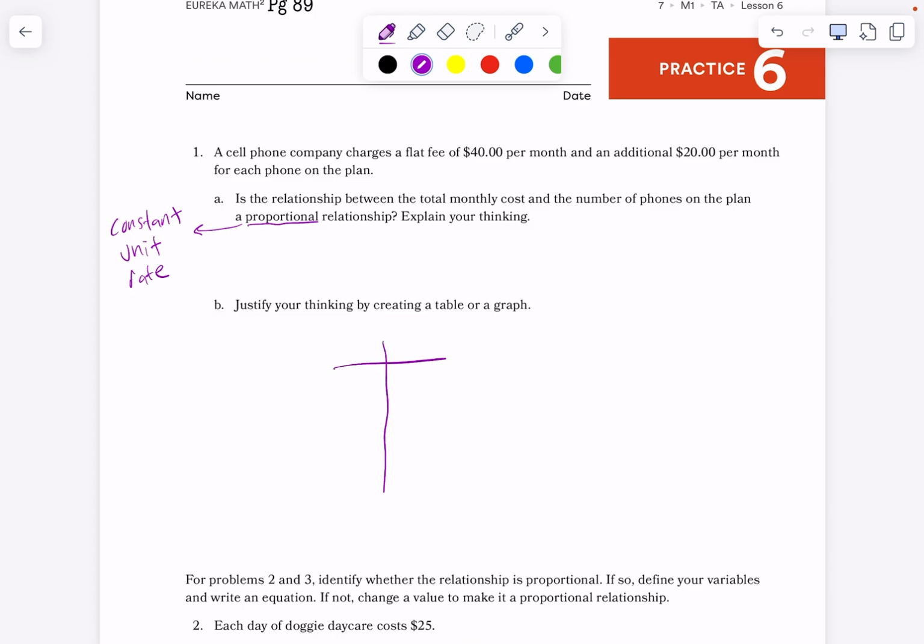And let's reread the problem. A cell phone company charges a flat fee of $40 per month and an additional $20 per month for each phone on the plan. So I'm going to go ahead and we have M for months and then we have D for dollars. And so a good place for you to start is to see how much it costs for 1 month and then see how much it costs for 2 months and then find the unit rates. That's my helpful hint for you: find the unit rate. And again, don't forget to label your table. You have X over here and then Y on the right-hand side.